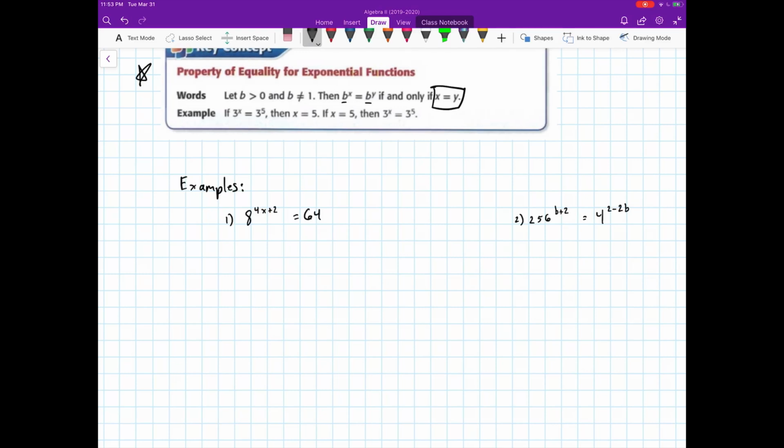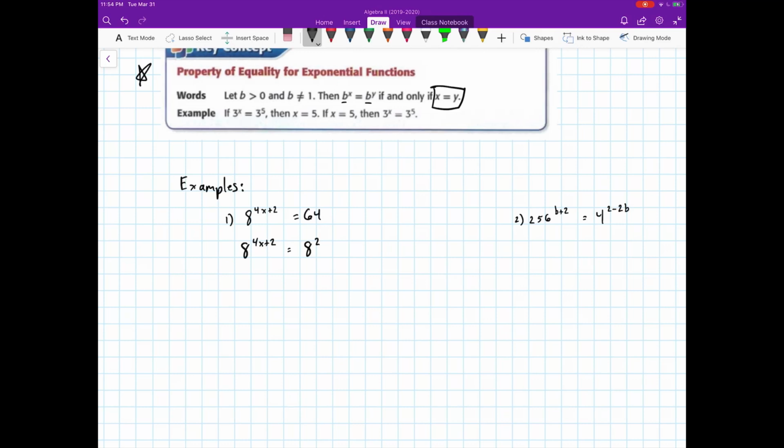So for this first one, I want to make the bases match, 8 and 64. So I ask myself, which one would I rather look at, 64 or 8? I'd rather look at 8, so I'm going to leave this 8 to the 4x plus 2 alone, and I'm going to ask myself, can I rewrite 64 as something with a base of 8 to an exponent? And I can, because 64 is 8 squared. So I'm just going to put equals 8 squared. I didn't change anything mathematically. All I did was make it look different.